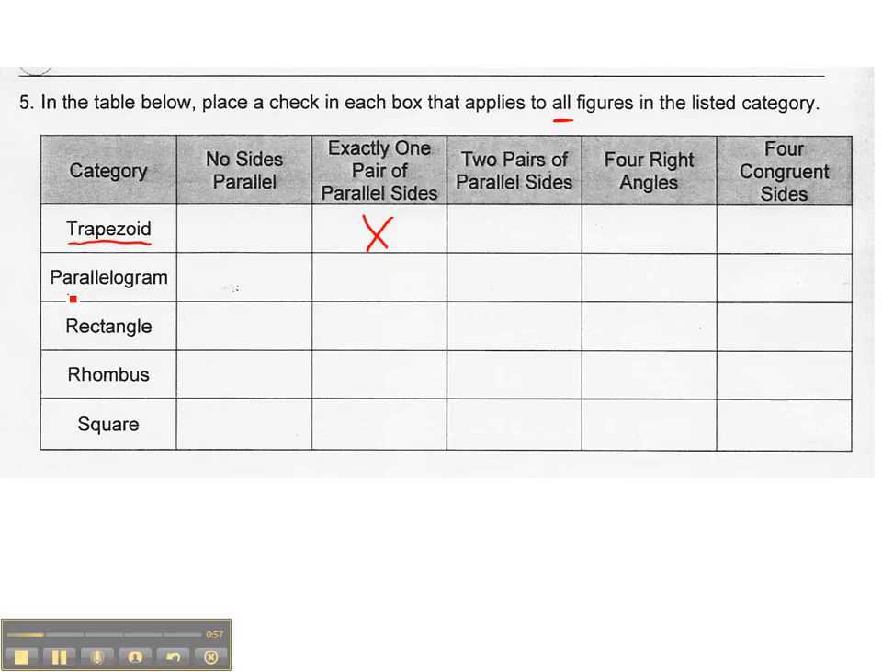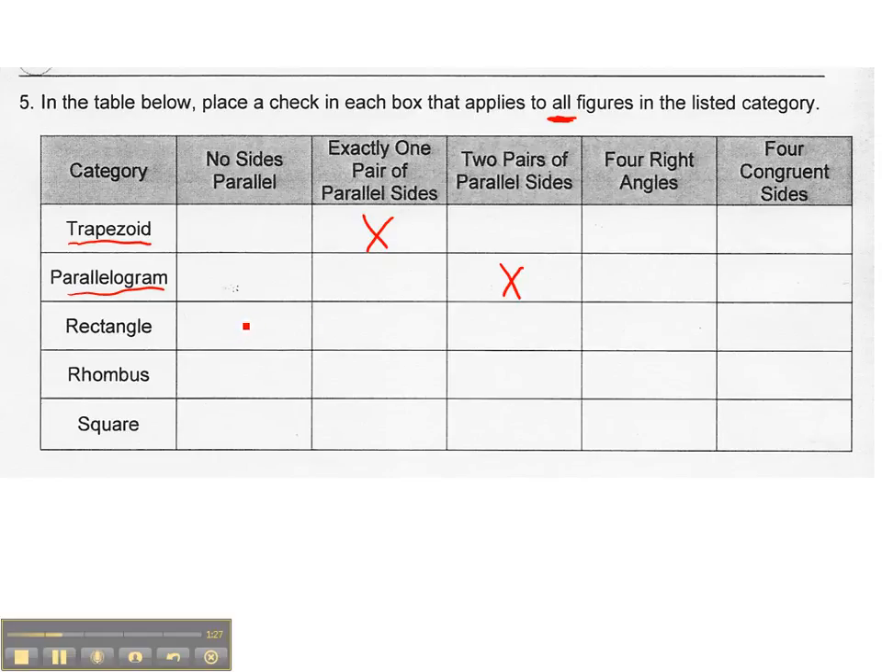Okay, so for parallelograms, no sides parallel, that's definitely not true. Exactly 1 pair of parallel sides, that's not true, or it would be a trapezoid. 2 pairs of parallel sides, that's what makes a parallelogram. 4 right angles, while some parallelograms do have 4 right angles, not all parallelograms have 4 right angles, so we're not going to check that box. 4 congruent sides, while some parallelograms do have 4 congruent sides, not all parallelograms have 4 congruent sides, so we're going to leave that blank also.